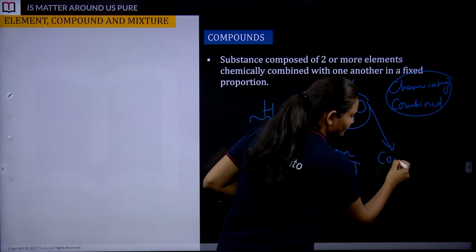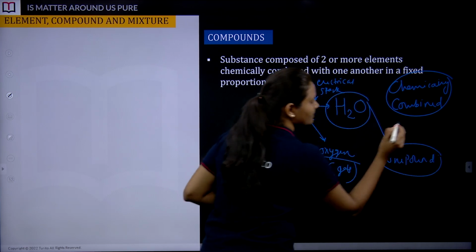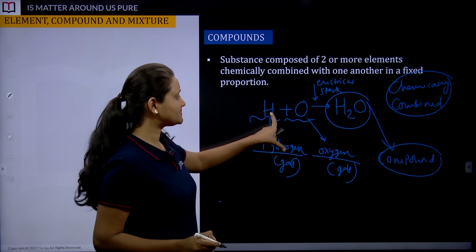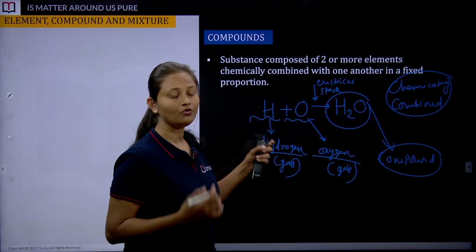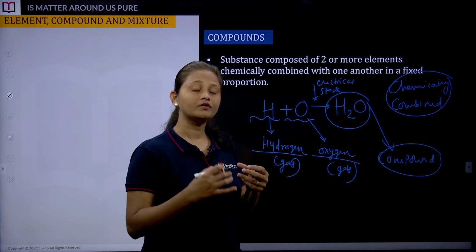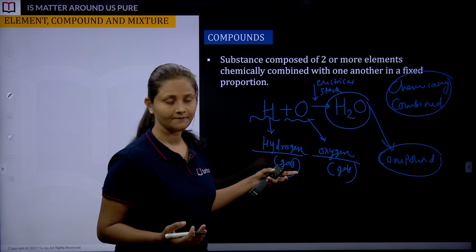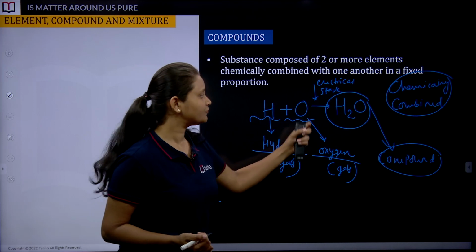A compound. This is how a compound forms. It is made up of some constituents. These are its constituents. Constituents are nothing but what it is made up of. It is made up of these two constituents, hydrogen and oxygen, H2O.